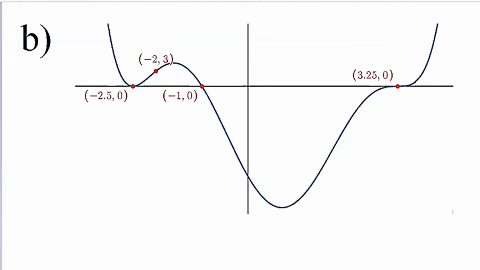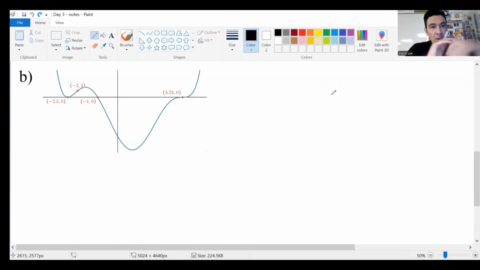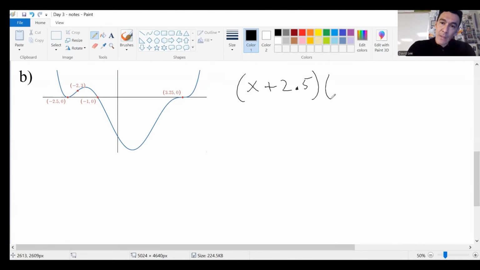So let's try this one here. So copy this down, pretty please. So we have 3 different x-intercepts. We have minus 2.5, so that would become x plus 2.5. Then we have negative 1, so that would be x plus 1. And then we have 3 1/4, so that would be x minus 3 1/4.